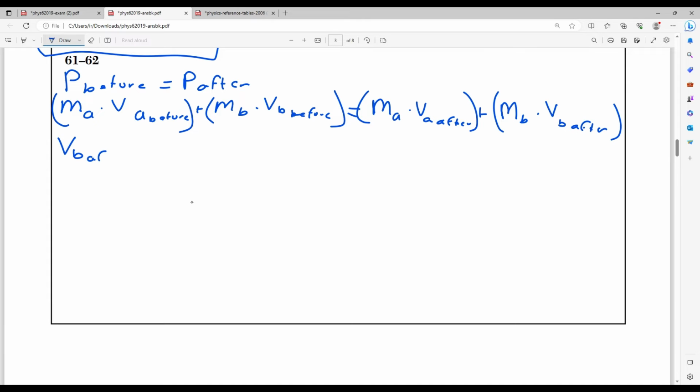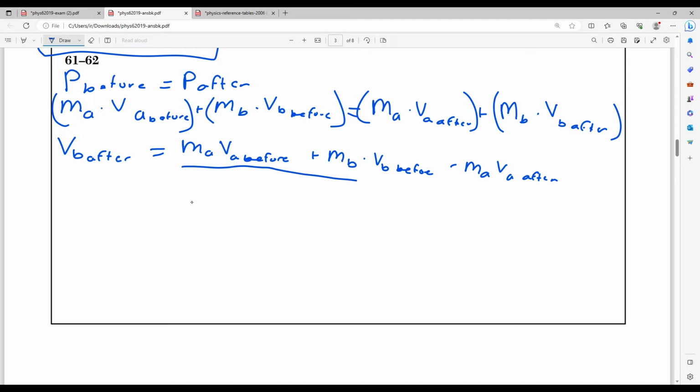B after, or the velocity of block B after. Using this formula, you're going to get the mass of A times the velocity of A before, plus the mass of B times the velocity of B before, minus the mass of A times the velocity of A after, and you're going to divide all of this by the mass of block B. Now, I'm just going to save some time.